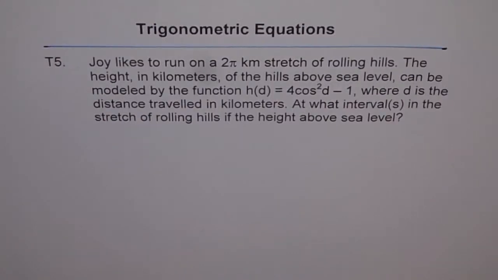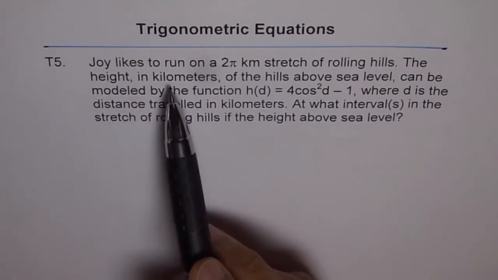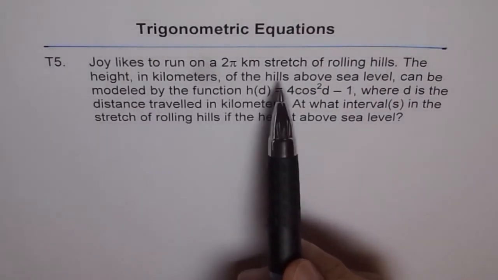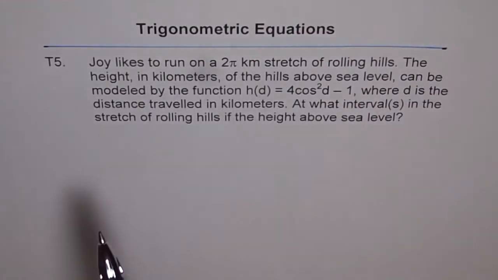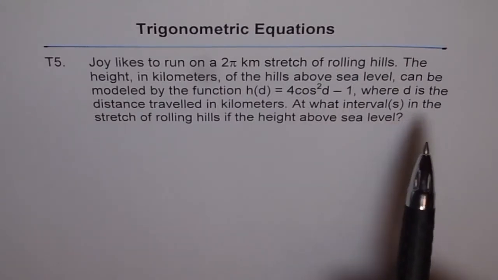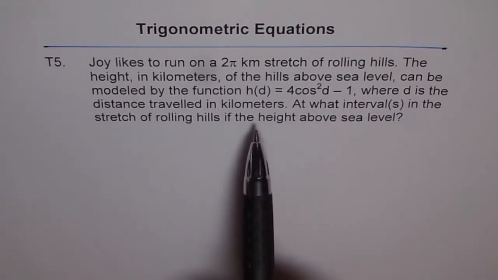Trigonometric equations, T5, it's a thinking problem. Joy likes to run on a 2 pi kilometer stretch of rolling hills. The height in kilometers of the hills above sea level can be modeled by the function h of d equals 4 cos square d minus 1, where d is the distance traveled in kilometers.